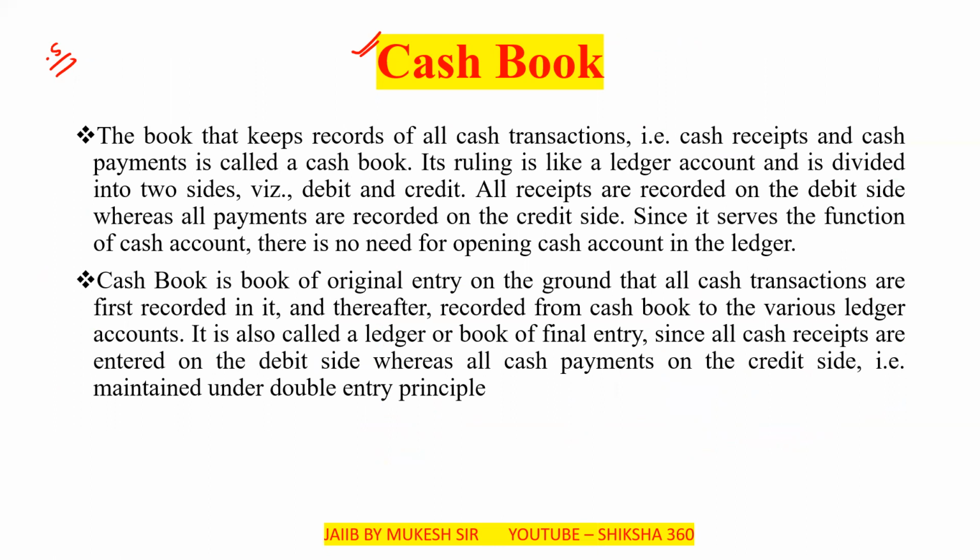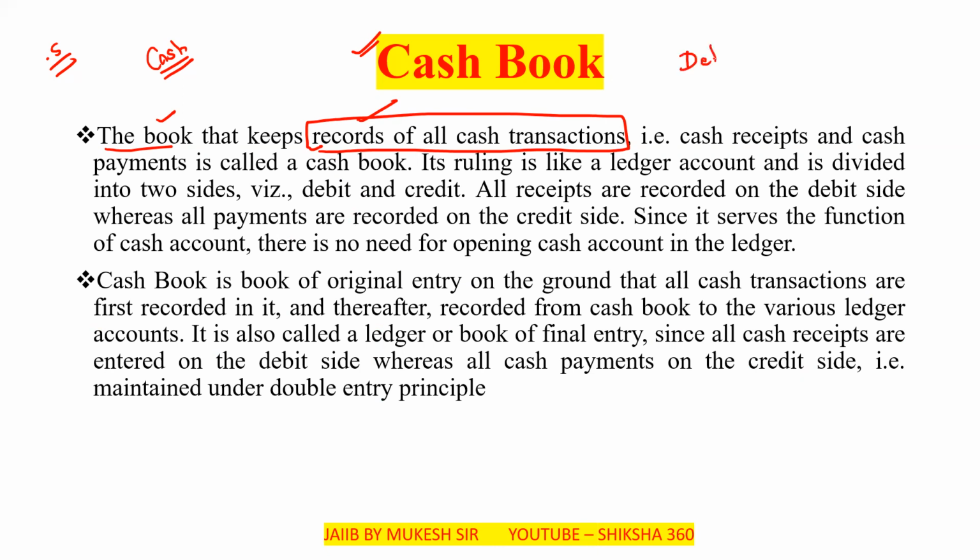So now let's start. What is cash book? As the name suggests, the book that keeps record of all the transactions is known as the cash book. That is the cash receipts and cash payments. Its ruling is like a ledger account, and it is divided into two sides. First one is a debit and second one is a credit.